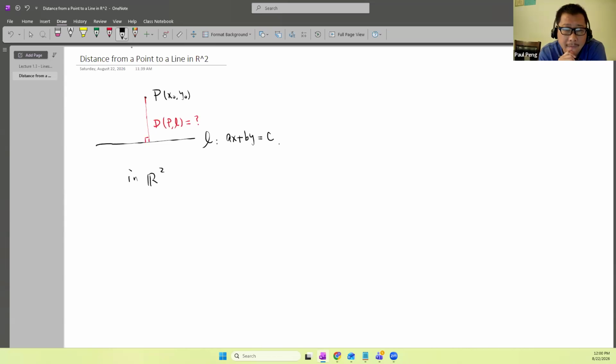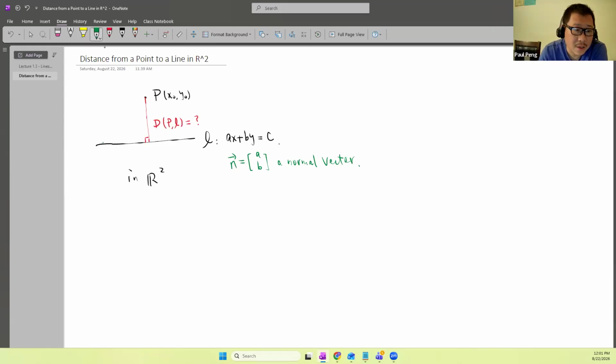Then how can we find the distance? That's the problem. In general form, y is a linear function of x, and (a, b) forms a perpendicular vector, which is a normal vector. So we can use this: n equals (a, b). This is a normal vector.